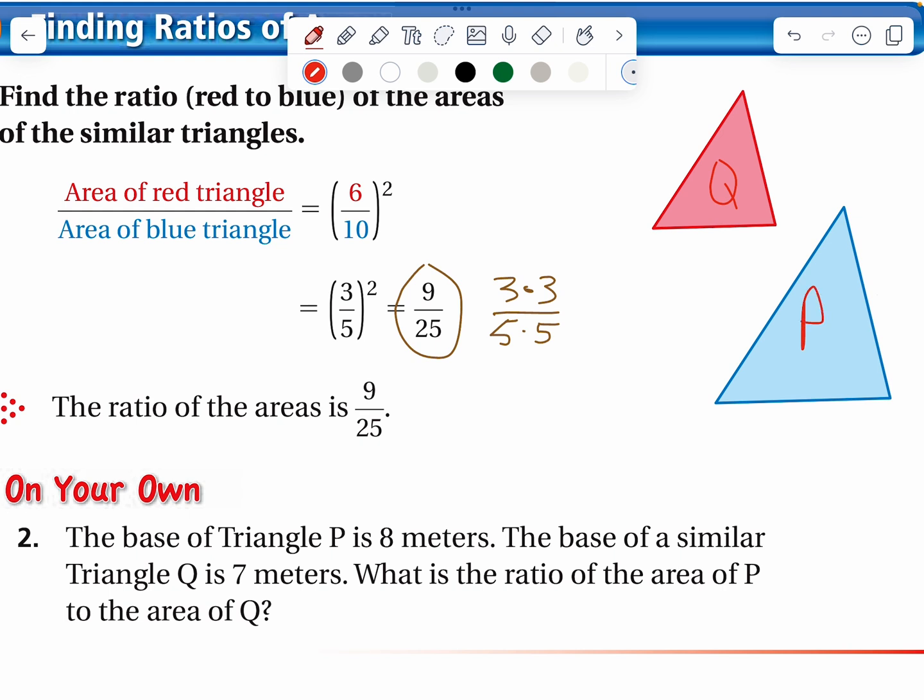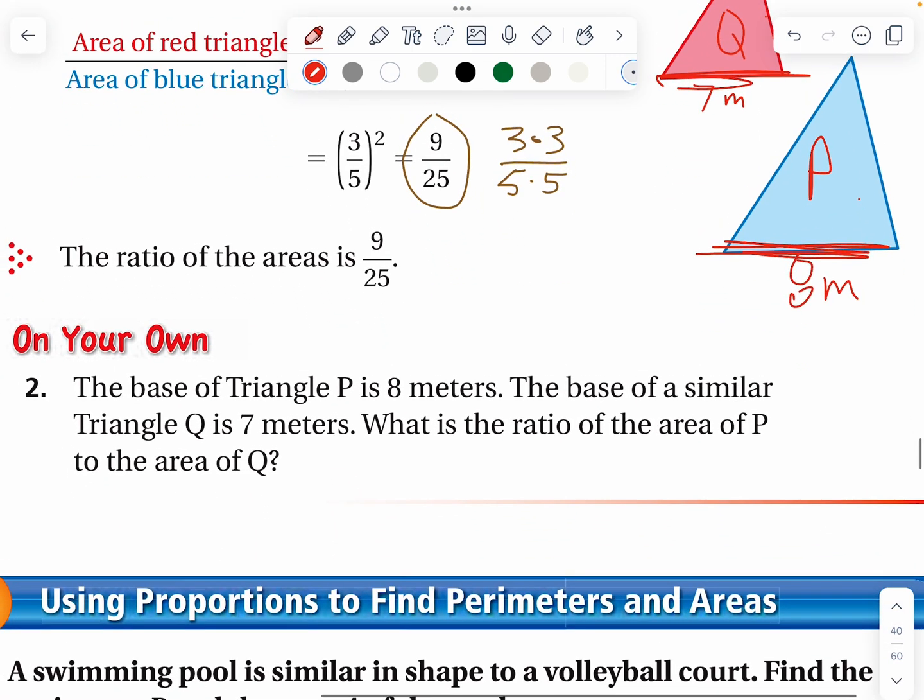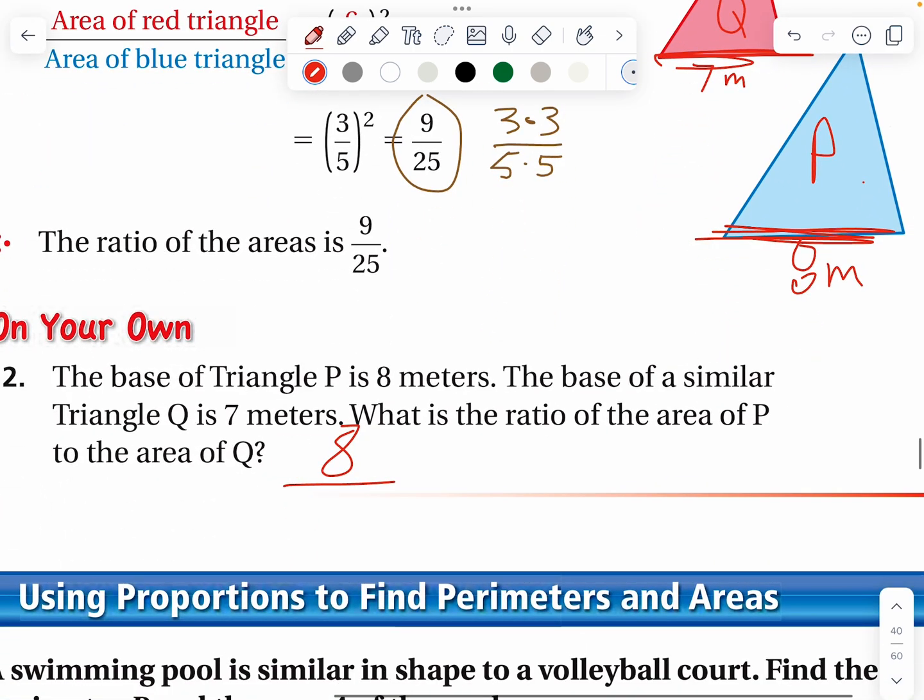This will be P. The base of triangle P is 8 meters. That's right here, 8 meters. The base of a similar triangle Q is 7 meters. So they're both corresponding sides. This side and this side are corresponding. What is the ratio of P to Q? So you've got to go big to small. Well, if we write that out, that's going to be 8. That's big. Small is 7, so it'd be 8 to 7. Now, 8 over 7 does not reduce. I know that 8 over 7 is an improper fraction. However, it's asking for a ratio. Ratios are okay to leave as an improper fraction.